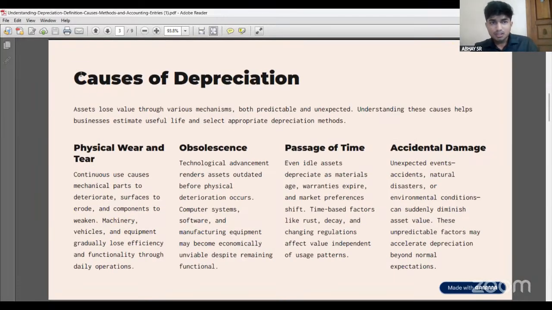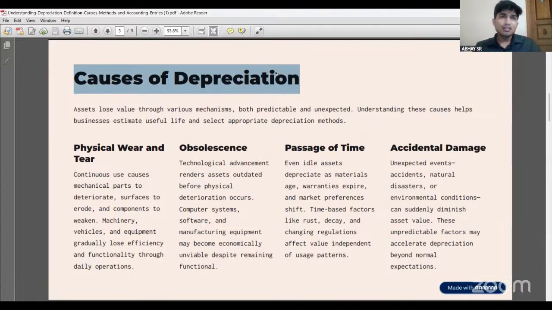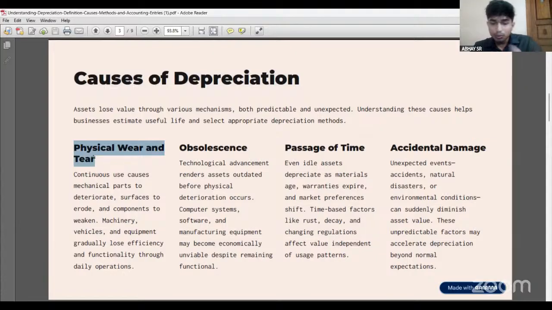Causes of depreciation. There are various causes. If you see, there are many causes, many reasons by which depreciation happens. One of the most common, if we go back to the previous example, my printing machine would be used 24/7 throughout the year. So there would be some physical damages and all. The screws might get loose. There might be some issues with the coloring. So that is called physical wear and tear. That is, continuous use causes mechanical parts to deteriorate, surface to erode, and components to weaken.